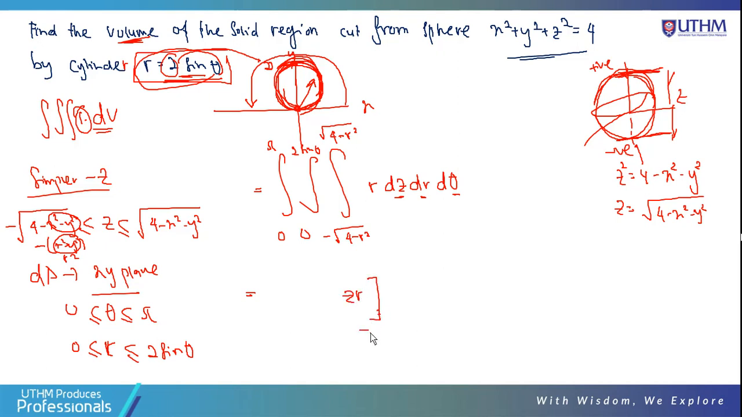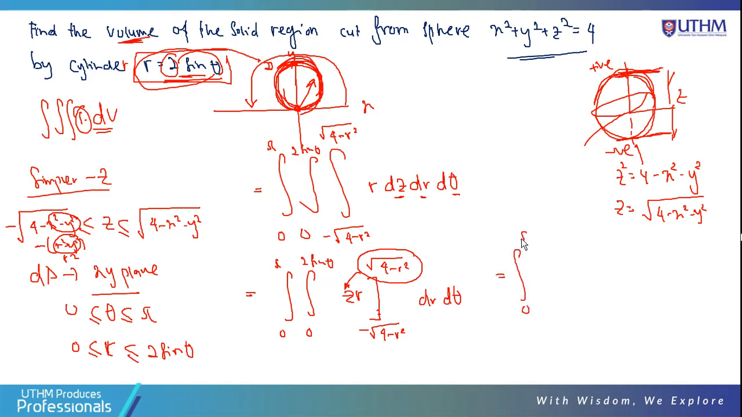Okay, negative 4 minus r squared, 4 minus r squared. So what remains is the double integral, 0 to 2 sin theta, 0 to pi, dr d theta. So this one you plug into z. Okay, so after you plug it in, you get the answer.